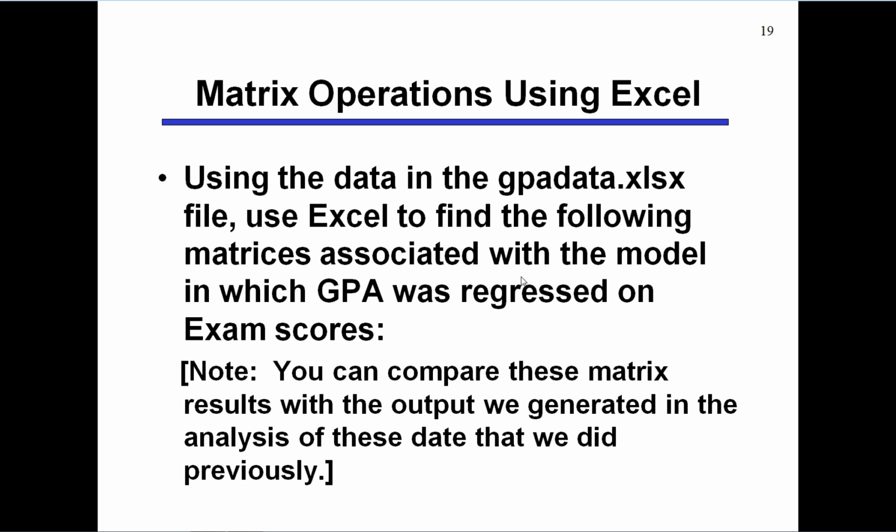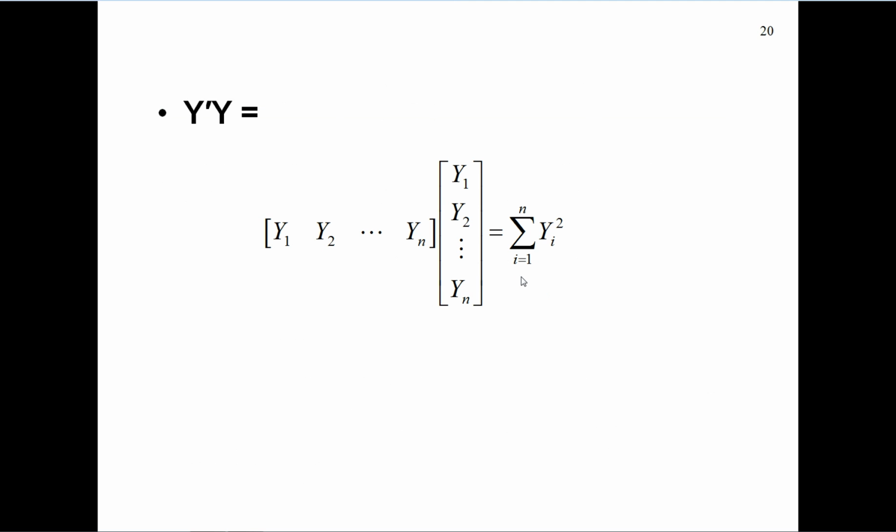Now, we're going to use this data in the GPA data.xlsx file, which we've already worked with previously. And we actually did a linear regression of GPAs on the exam scores, if you'll recall. And so you've seen this regression done, and you know the results, and so you can compare the results that we get using matrix algebra with the results that we got using the algebraic formulas or Excel data analysis toolpack to do the regression. And I'll remind you of what those results were.